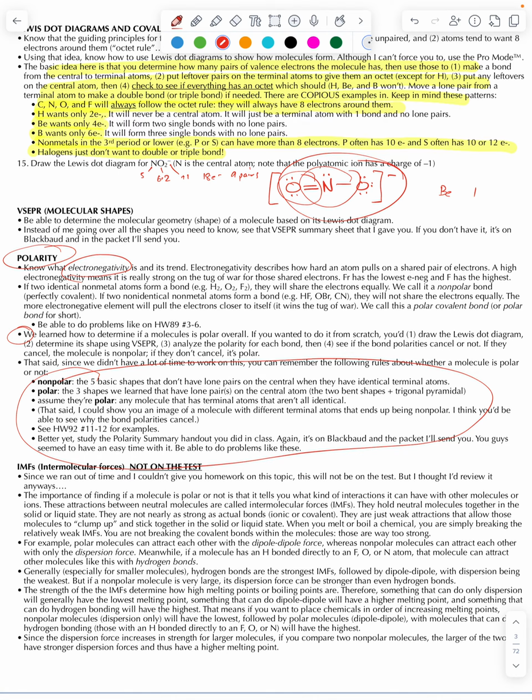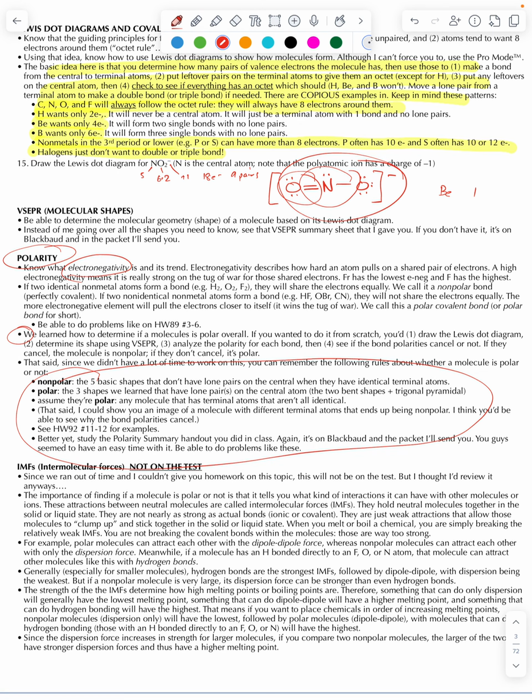So if you have one of our 5 original shapes, linear, trigonal planar, tetrahedral, trigonal bipyramidal, and octahedral, if all the terminal atoms are identical, it's nonpolar, guaranteed.